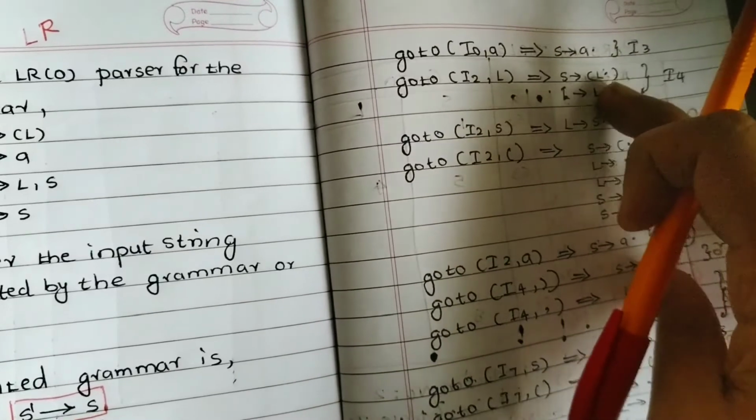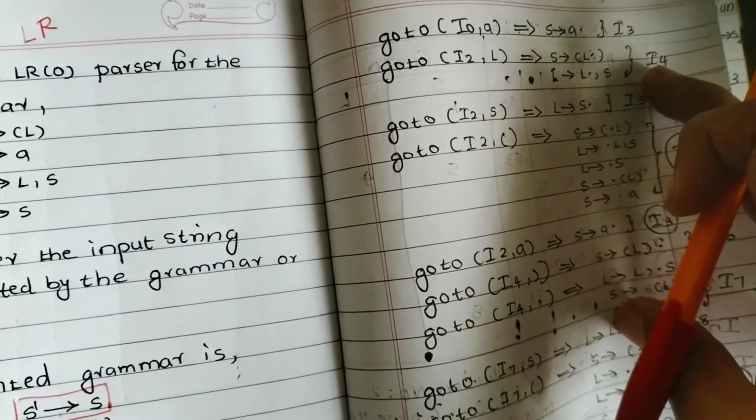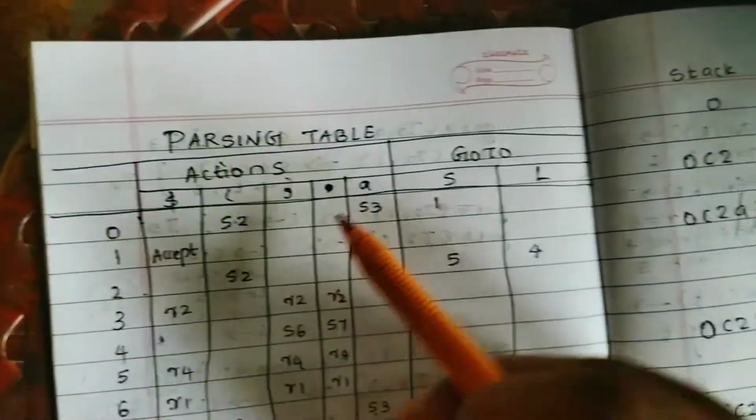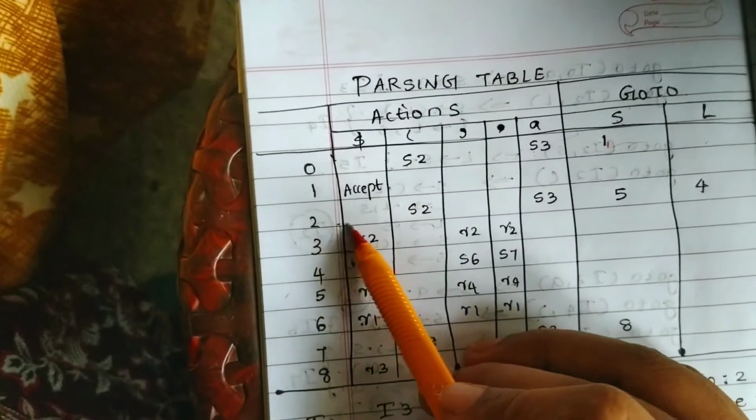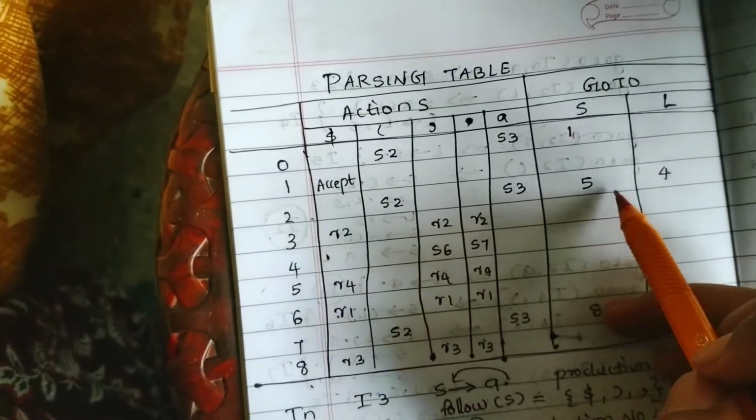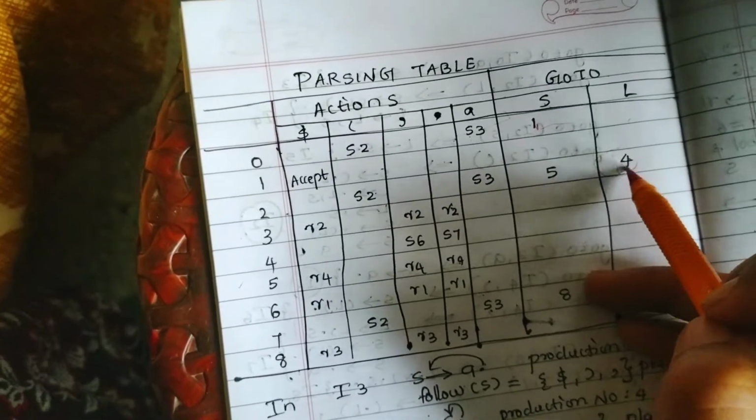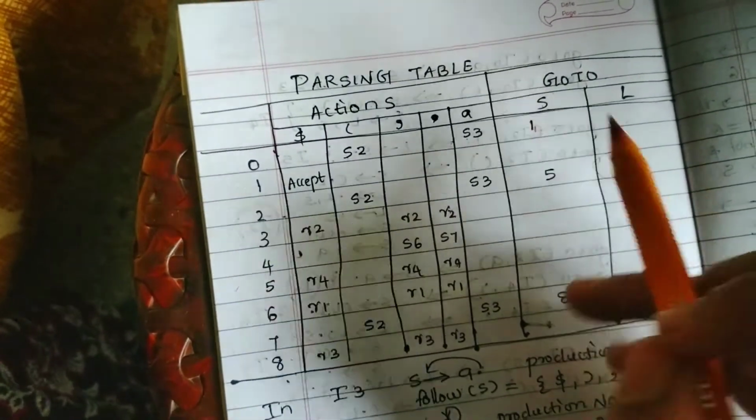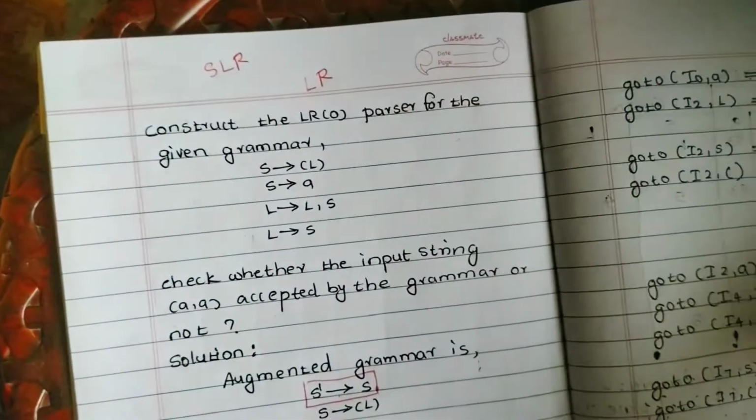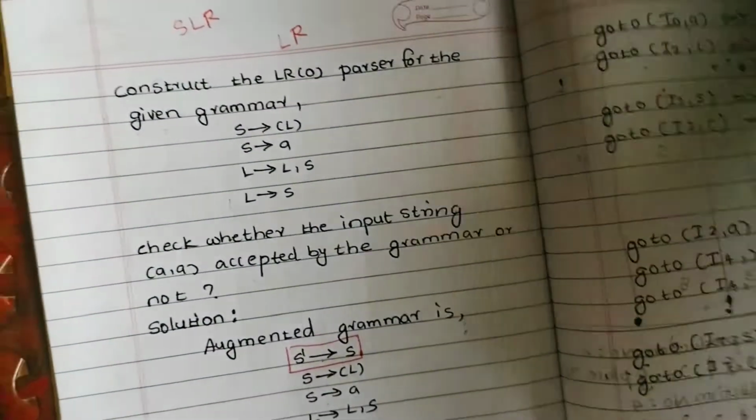Now I0 we finished. I2 comma L is leading to I4. So you are simply writing the number here, right? In go to, you are simply writing the number 4. Then what is the next? I2 comma S is I5.